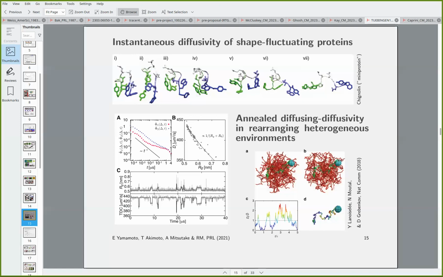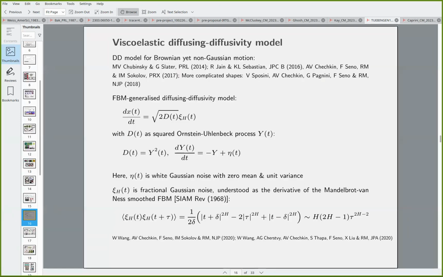Then this paper where they look at an environment like a gel, a hydrogel that is breathing. So when you have a particle moving through there, then you have areas that are less dense, more dense, and on their way, the particles will also have this stochastic diffusivity. So this is actually a model that was introduced for Brownian yet non-Gaussian motion several years ago, originally by my old colleague from Ottawa, Gary Slater, and then we published also several papers on this. And now we wanted to look at what happens when we use this for fractional Brownian motion.